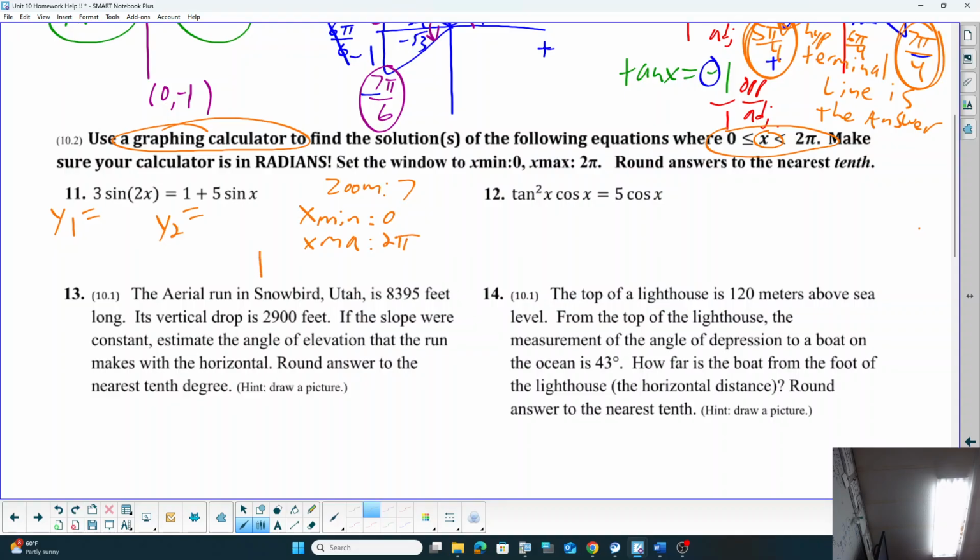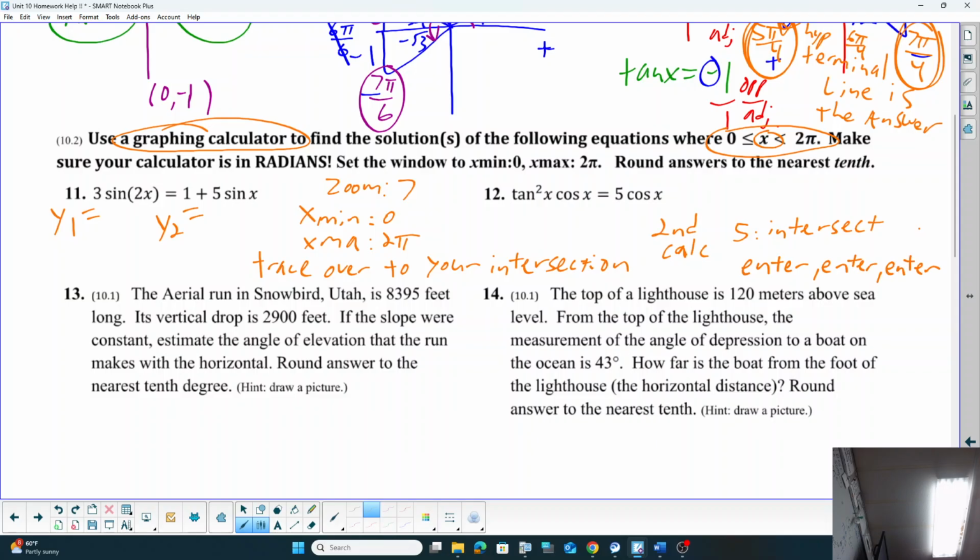And then you have to trace over to your intersection. After you do that, you'll go second calc, and you'll use the option 5 intersect feature. Then you'll go enter, enter, enter to get each of those intersections: first curve, second curve, enter, and then guess, and then enter.